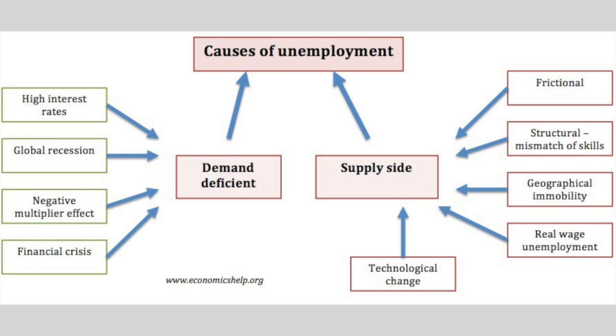Unemployment is, of course, when people are actively seeking work but unable to find a job. So in a broad sense, there can be several types of causes of unemployment, and the two main ones are either demand side or the supply side. On the supply side, we have factors such as voluntary, frictional, real wage, structural unemployment, and demand side is a lack of aggregate demand in the economy.